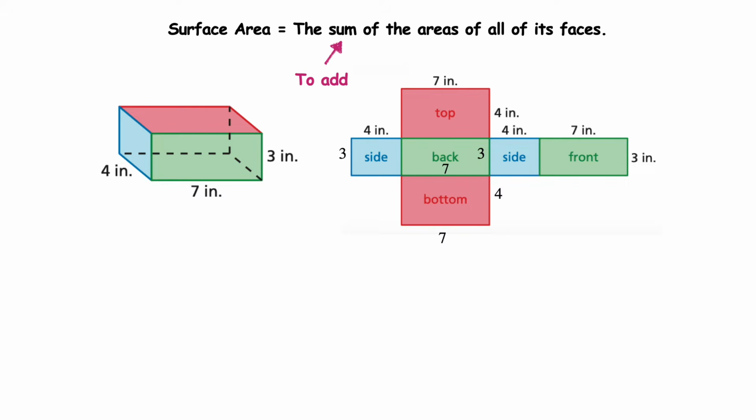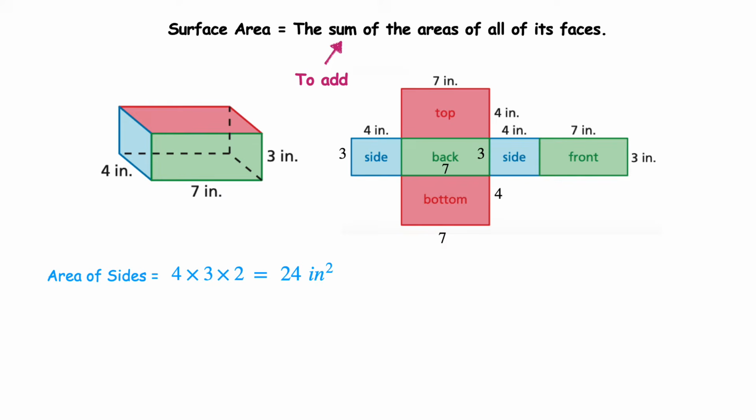I'll begin by finding the area of the sides or the blue faces in the net. To find the area, I will multiply the length times the width, or 4 times 3. And since there are two congruent or equal blue sides, I will multiply the area by 2 to give me a total area for the two blue sides as 24 inches squared.